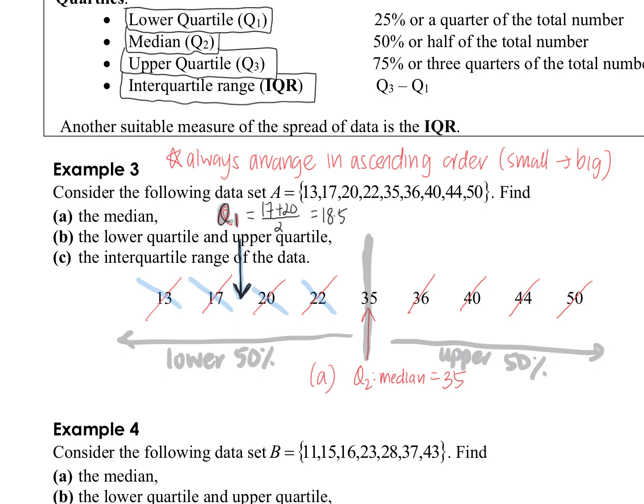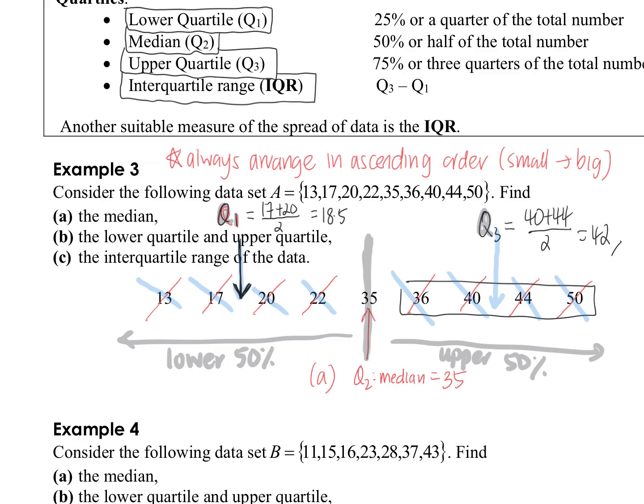Then same thing, this is my upper 50%, right? So if I want to find my median, I realize it's also here. So my upper quartile is between 40 and 44. So it's 42. So this is my upper quartile. Upper quartile is Q3. Lower quartile is Q1.